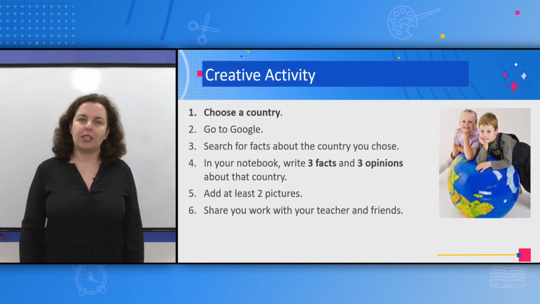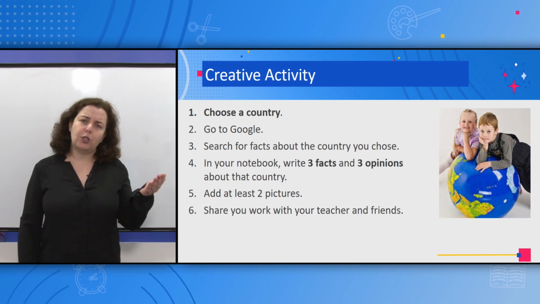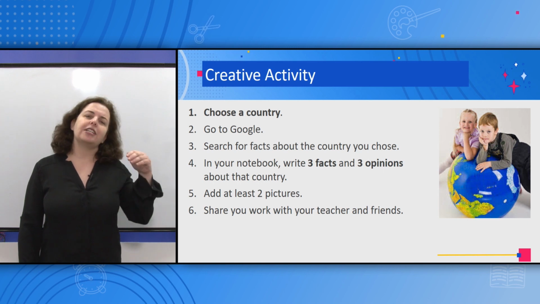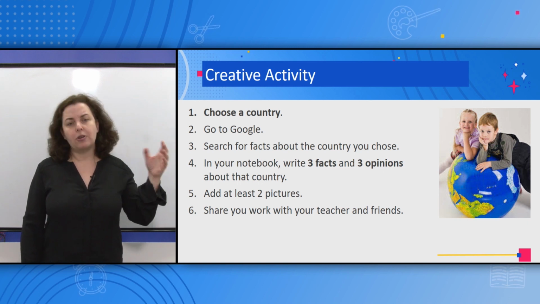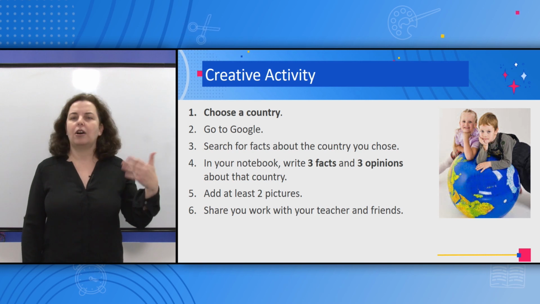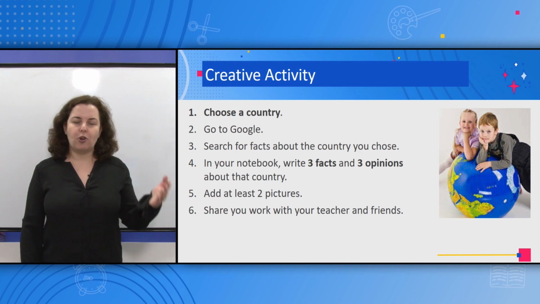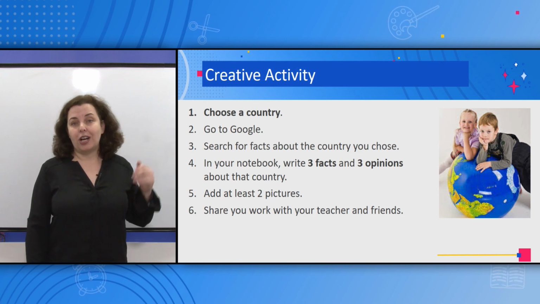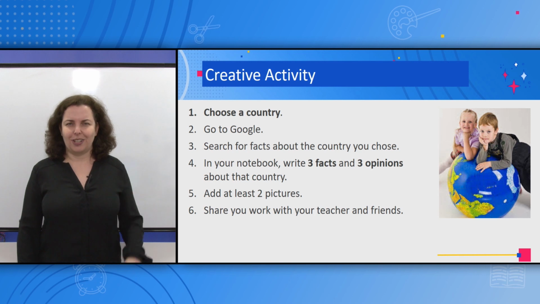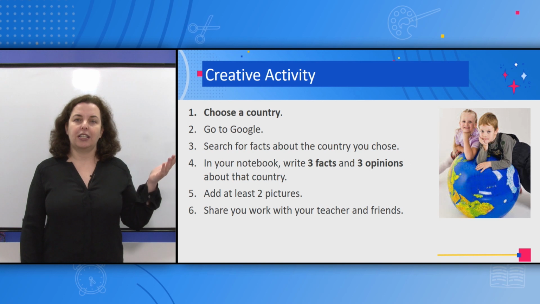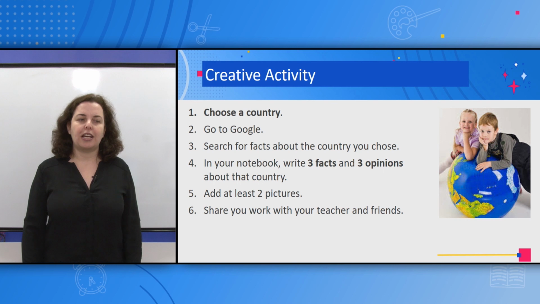Now I would like you to do this creative activity. And if you don't have time to complete this by the time the lesson is over, you can continue after the lesson by taking a picture of the slide or writing this in your notebook. Choose a country. It could be France, Italy, Israel, maybe a different country than Israel. I think it's good for you to research. So France, it could be Italy, Luxembourg, Denmark, maybe someplace in the United States. So number 1 is choose a country.